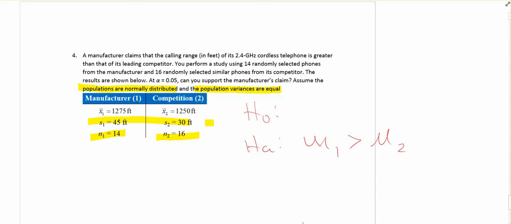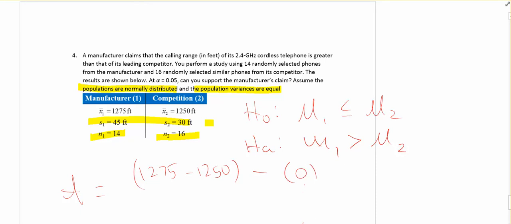So we're calling him 1 and the competitor 2. Then the H0 would be the opposite direction. And we need to find t. T is calculated by subtracting the sample means and then subtracting the population means. Why is this always 0? Because we are assuming that mu1 equals mu2.